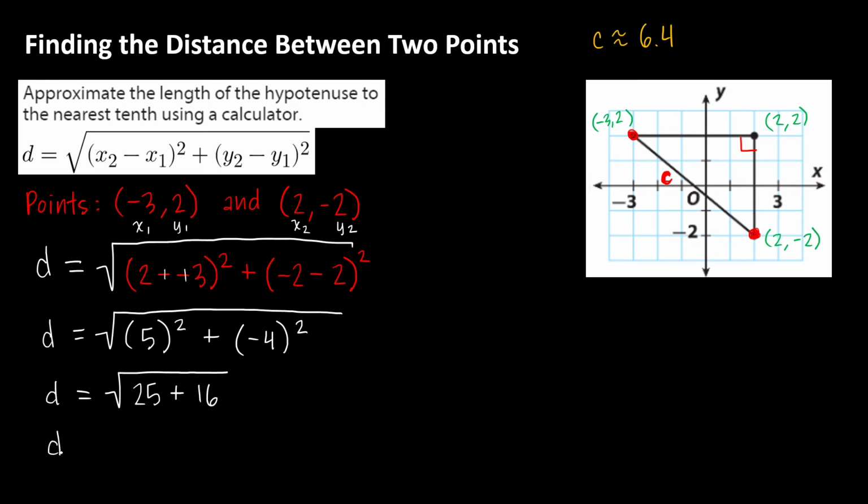So D is equal to, and then I'm going to add the terms inside the radical, the square root symbol. D is going to equal the square root of 41. And when I estimate the square root of 41 on my calculator, D is approximately 6.4 units. So as you can see, we arrived at the same answer as before.